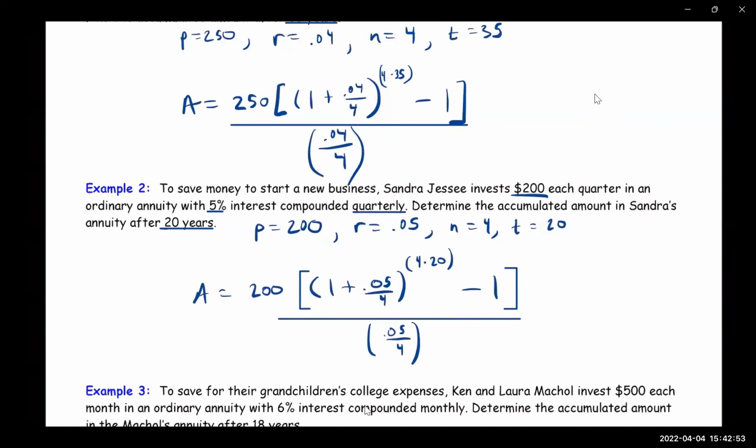Would it be 5? Oh, it's quarterly, right? Yeah, quarterly, so 4. 4 times 20, and then at the bottom it's 0.05 divided by 4. Okay, now I just need to plug this in. All right, let's plug it in.